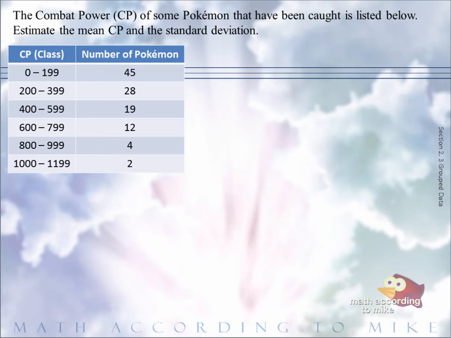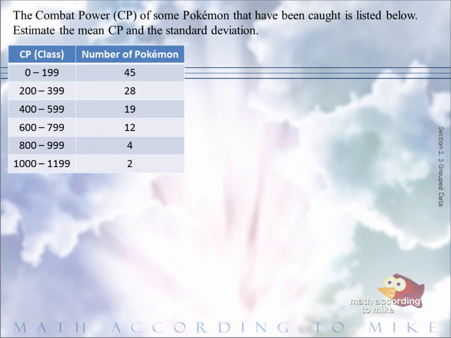The combat power of some Pokemon have been caught and listed below. We're going to estimate the CP, the mean CP, and the standard deviation. So this is grouped data because we now have 45 Pokemon in the class of 0 to 199, 28 Pokemon in the class from 200 to 399, and so on and so forth. So we've grouped those Pokemon together into what are called classes.